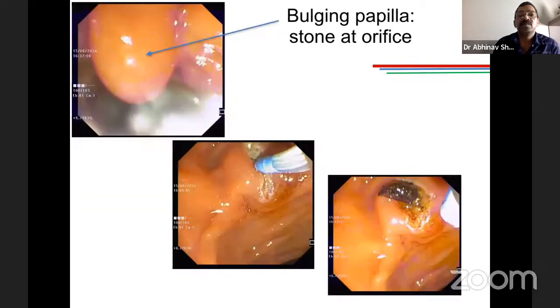Sometimes in gallstone pancreatitis, we have a simple situation like a stone obstructing the papilla. It bulges the papillary orifice, and we just have to give a nick and the stone pops out, job is done.